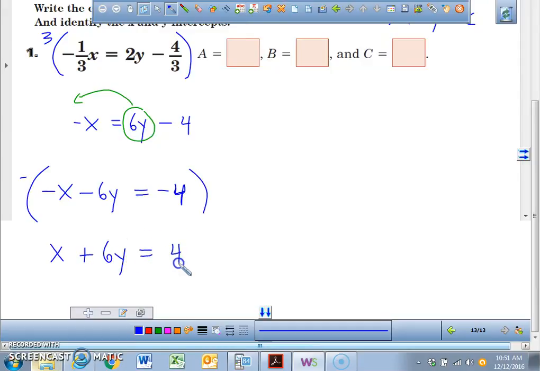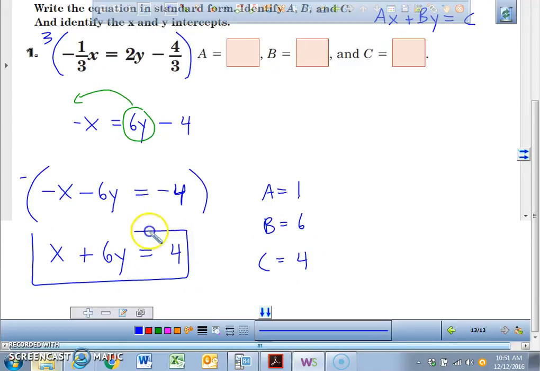And I get a plus 4. Now my a value, everybody, is 1. My b value would be a 6, and my c value would be a 4. This is the standard equation because the GCF, which means greatest common factor between a 1 and a 6 and a 4, that greatest common factor is indeed 1. So you don't have to worry about reducing anything. All right? This is the standard form.